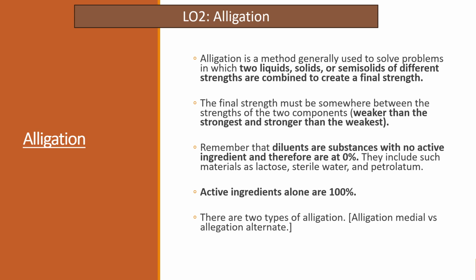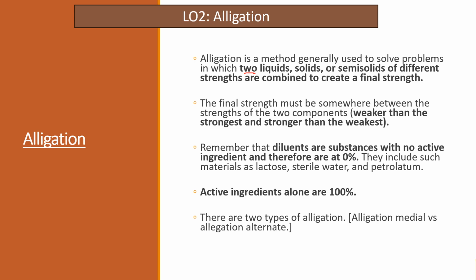Okay, students, now is the second learning objective, which is alligation. Basically, alligation is the method to solve the problem in which you might have two liquids, two solid or semi-solid, or you might have more than two, which is three components of different strengths that you want to combine to create a final strength.